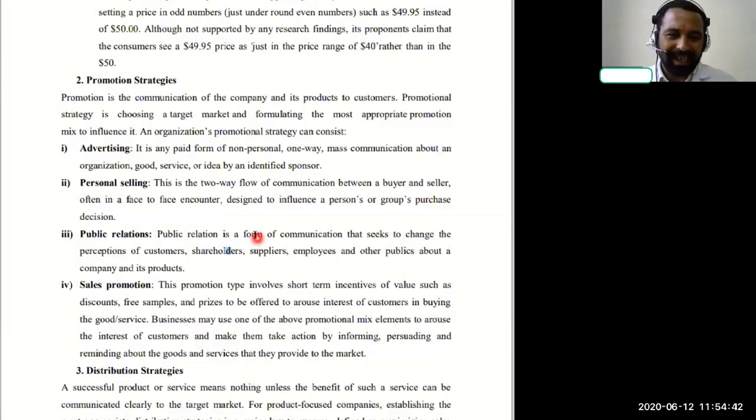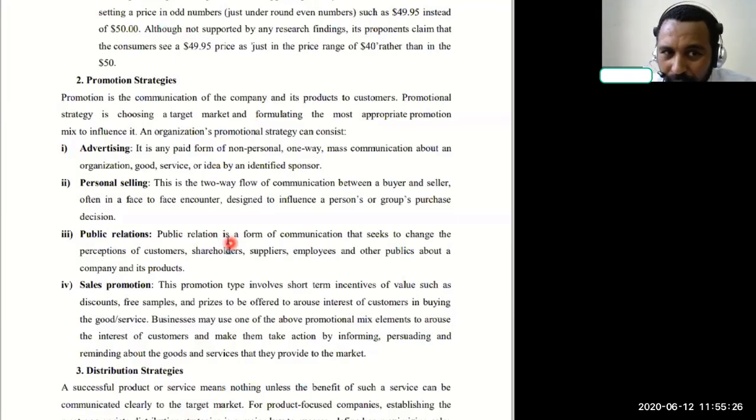Sometimes you can also use personal selling. A salesperson promotes a particular company's products. They try to persuade or convince people to purchase that product. So this personal selling is a more expensive form of promotion. Advertisement is the cheapest form of promotion. The expensive strategy is personal selling.